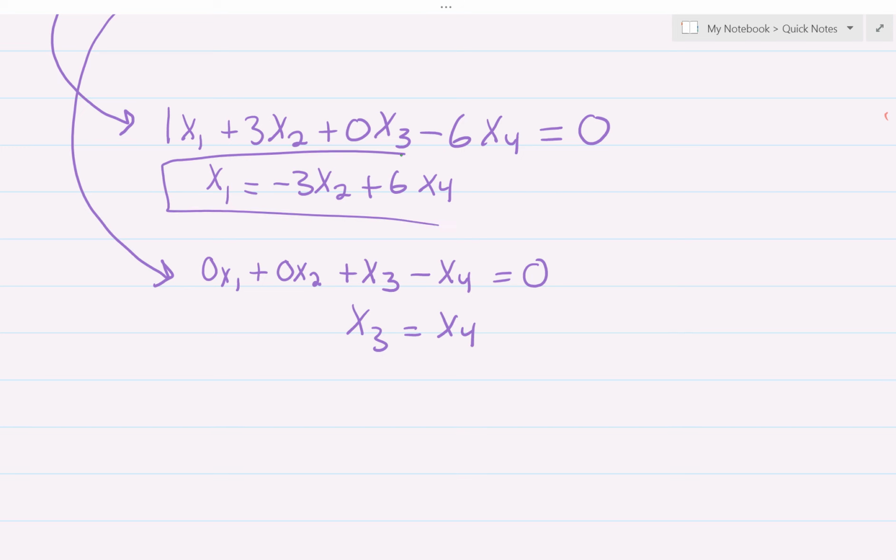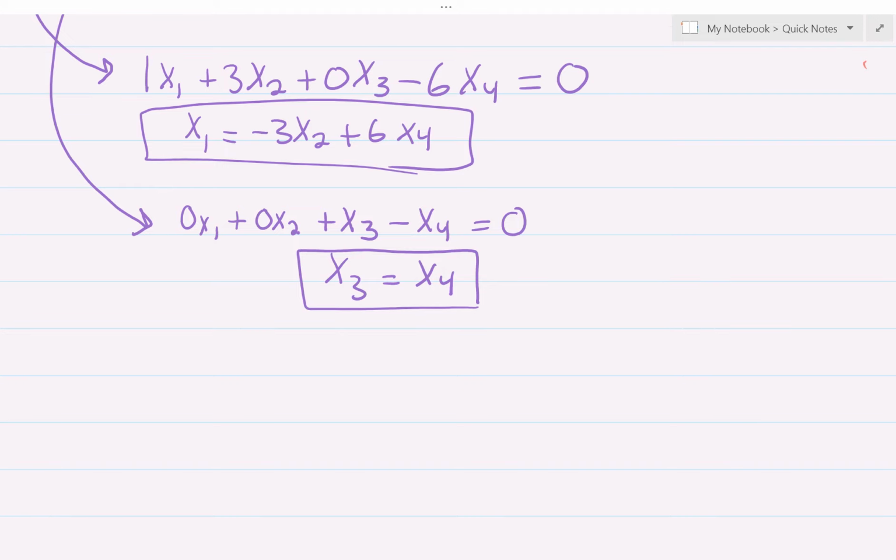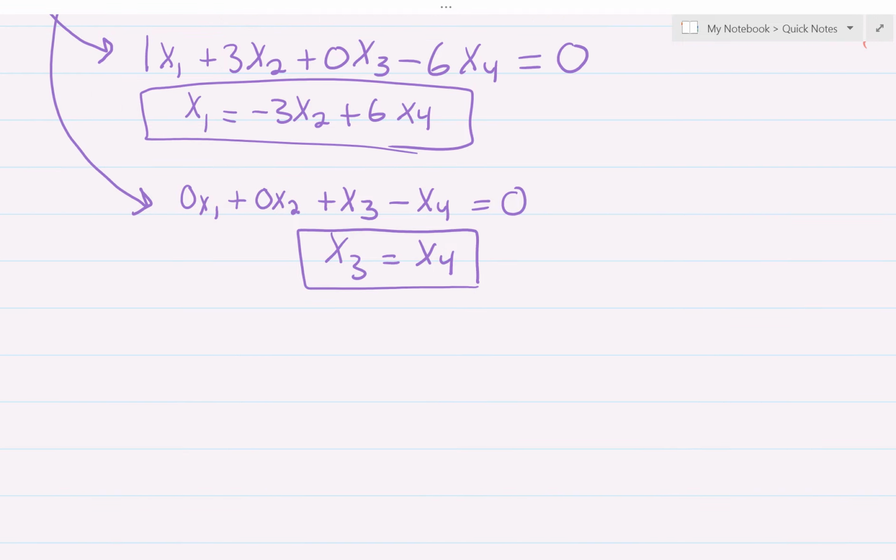So now that we have these two equations, we can start our process of writing the solution in parametric vector form. But before we start, it's important to understand that our free variables, x2 and x4, simply equal themselves. These are independent variables, and it doesn't matter what they are, so they simply equal themselves.